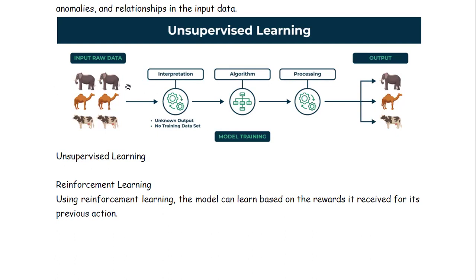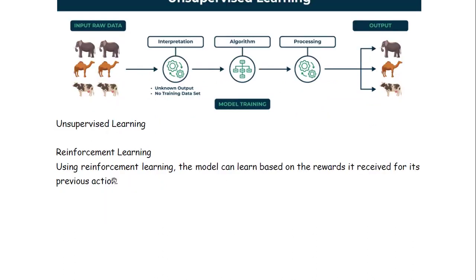Only based on the homogeneity criteria, that some identical features are there for these elephants, for these camels, for these bulls, based on those things they will be segmented or clustered, or you can say classified also.